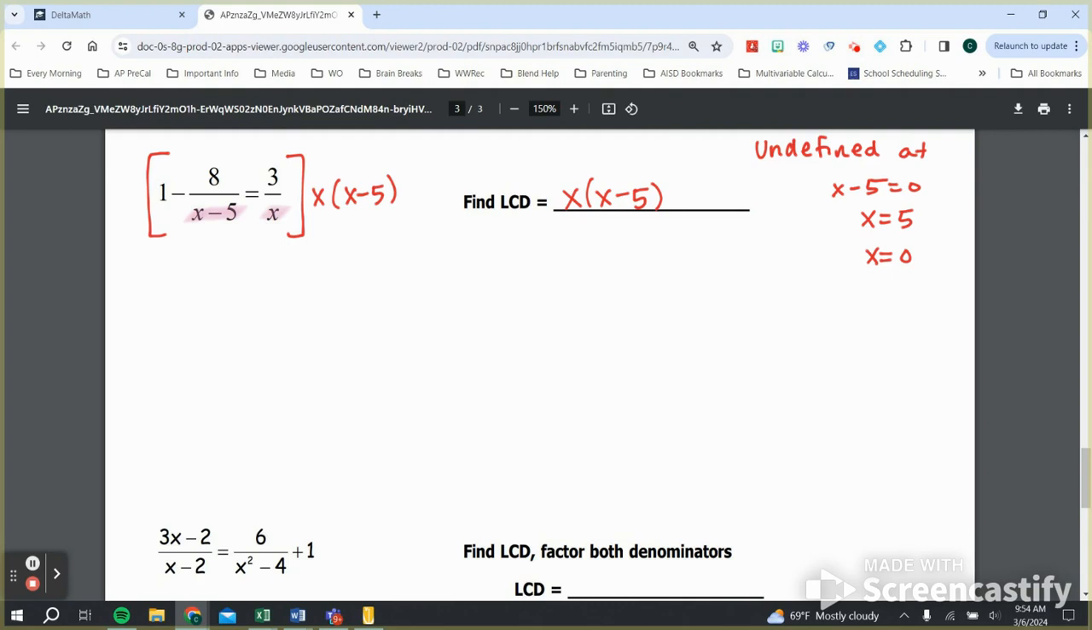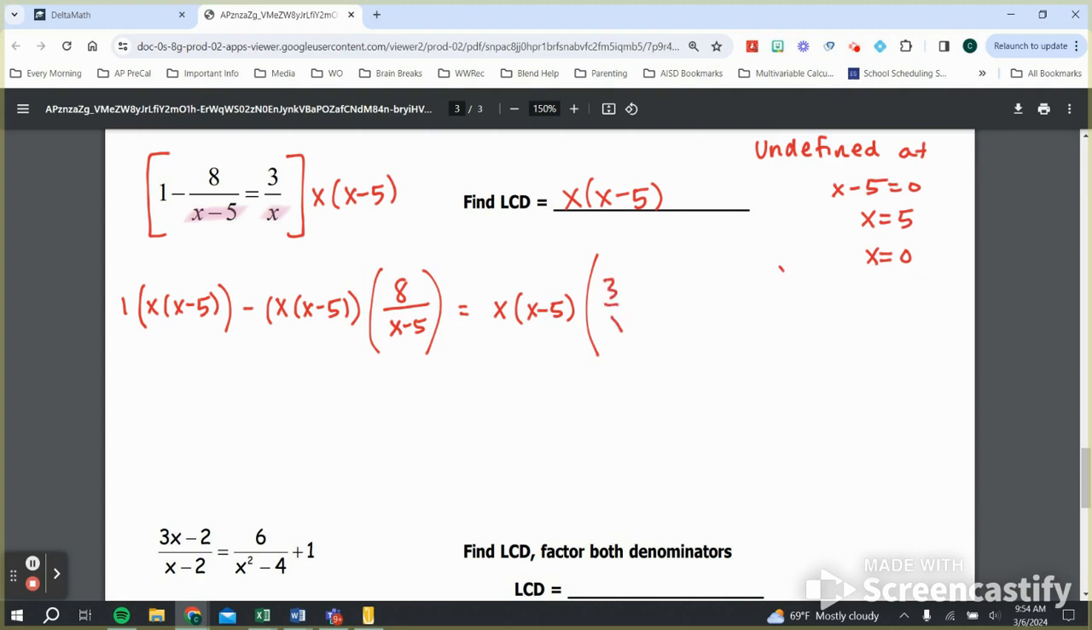All right, so I'm going to write this down. We have 1 times x minus 5 minus, and then we have x times x minus 5 times 8 over x minus 5. And this equals x times x minus 5 times 3 over x. So now I'm going to go through and start canceling things out.